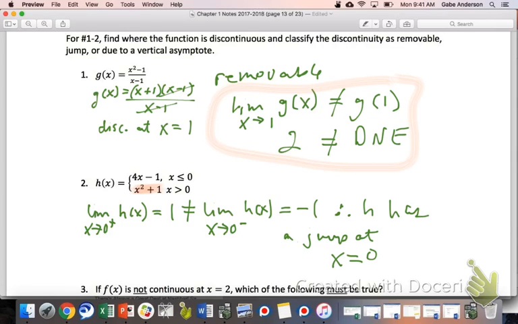Therefore, H has a jump at x equals 0. Okay, you guys come to the same conclusion. Do you have any questions? Jake, go ahead. Would you say that's removable or non-removable?